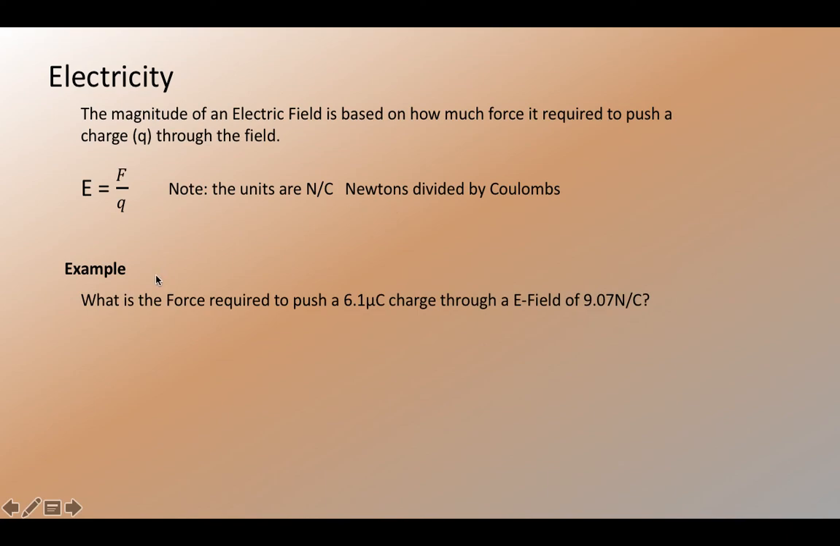So here's our example. What is the force required to push a 6.1 microcoulomb charge through an E field that is 9.07 newtons per coulomb? Well, you have E equals F over Q. You rearrange it for the force because that's what you're looking for. So it's E times Q. So 9.07 times 6.1 times 10 to the negative 6th, and you find that the force is 5.5 times 10 to the negative 5th newtons.